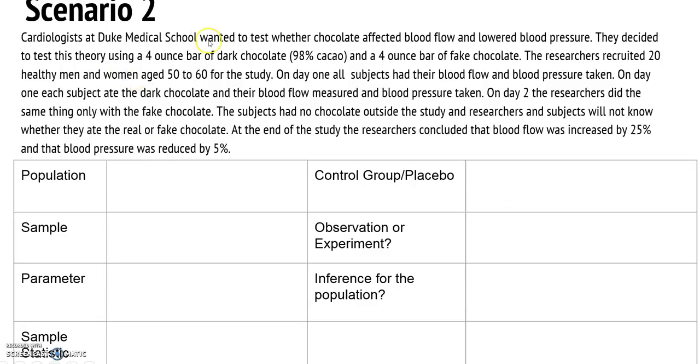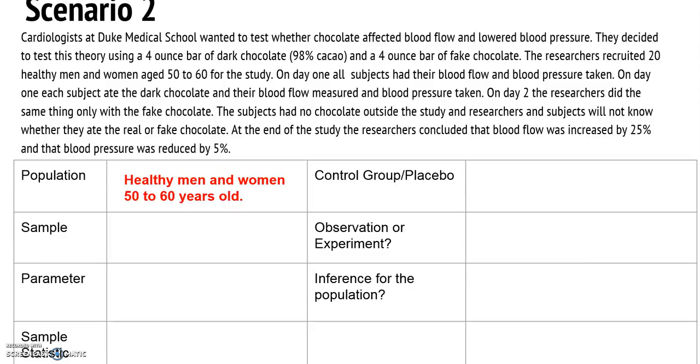Let's take a look at our second scenario. So in our second scenario, we're taking a look at cardiologists at Duke Medical School. They want to test whether or not chocolate affected blood flow and lowered blood pressure. They decided to test this theory using a 4-ounce bar of dark chocolate, 98% cacao, and a 4-ounce bar of fake chocolate. The researchers recruited 20 healthy men and women aged 50 to 60 for the study.